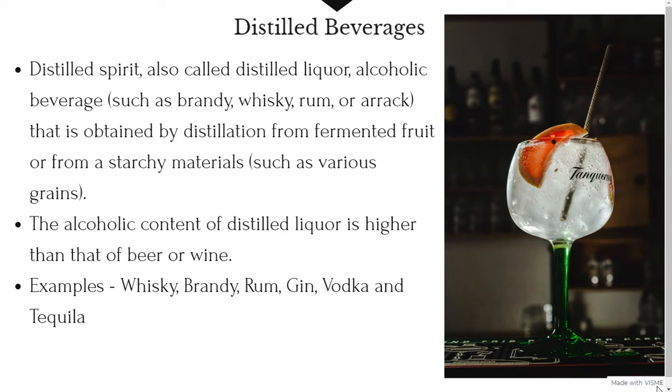The alcoholic content of these distilled beverages is higher than that of beer or wines. The alcoholic content of beer ranges from 3% up to 10%. For wine, it ranges from 12% to 14% to 15%, and for distilled beverages, it ranges from 40% and can go up to 95% depending on the distillation.